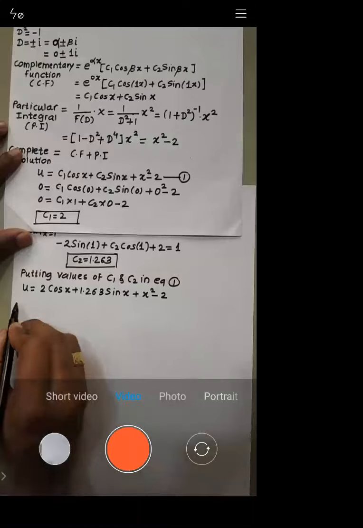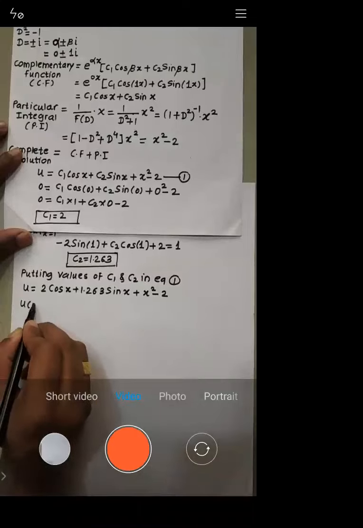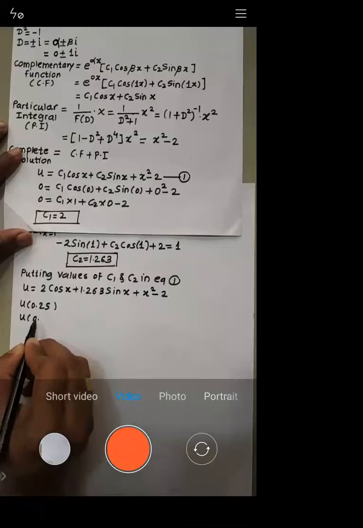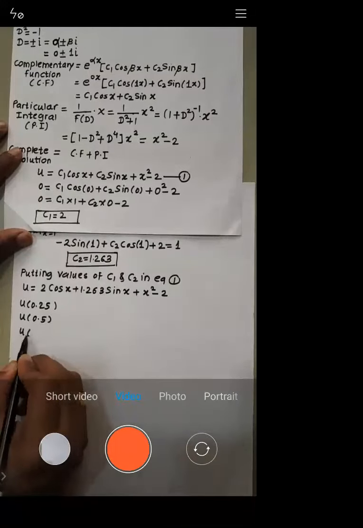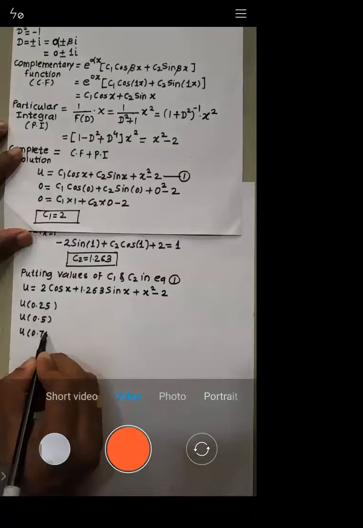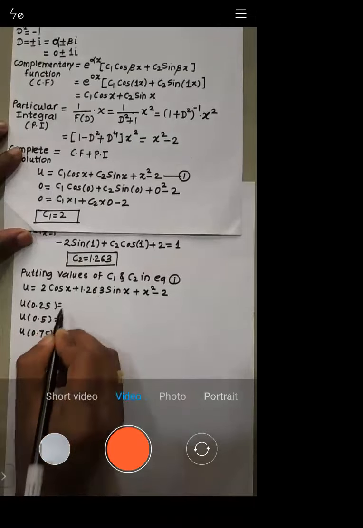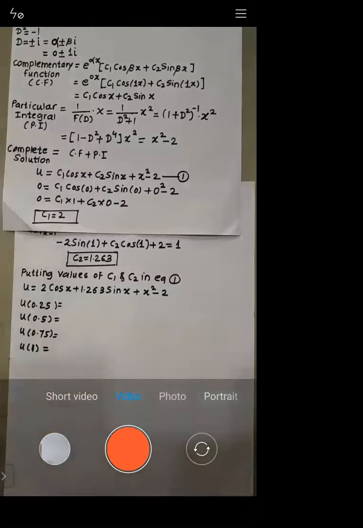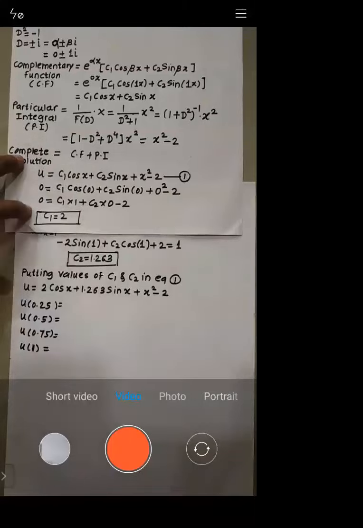Okay. Now I see we should calculate the value of u at 0.25. Let's say you calculate the value of u at 0.5, then u at 0.75, then calculate u at x equal to 1. Okay, so just do that. Let me know how you'll do that.